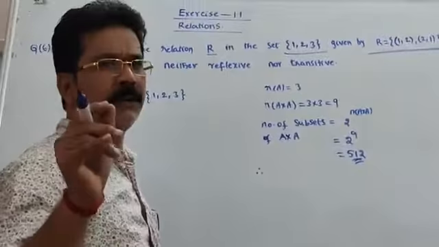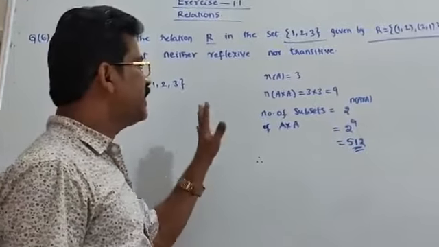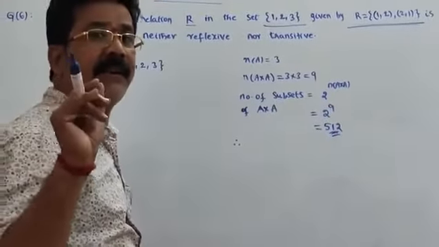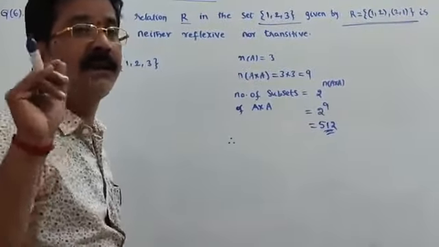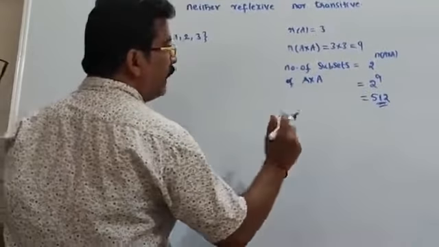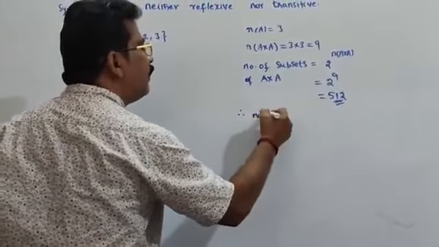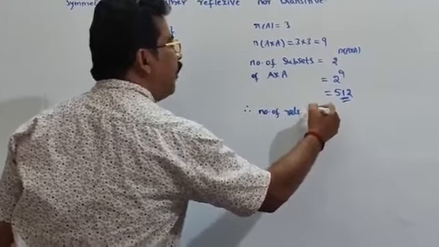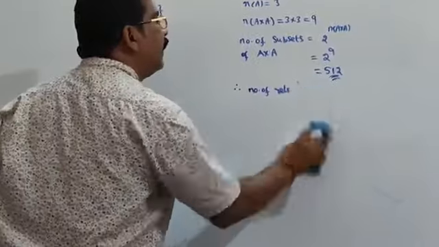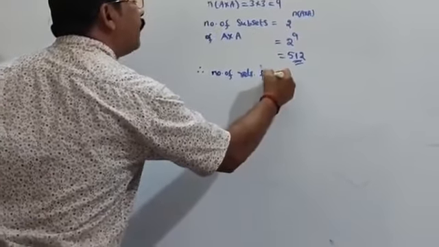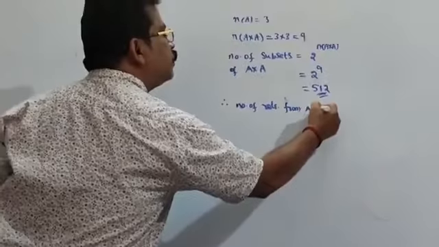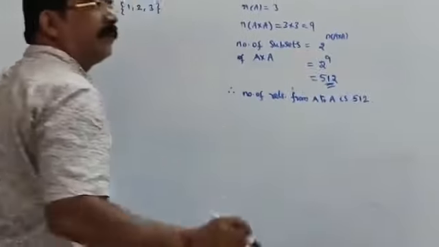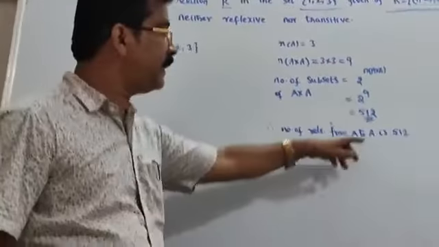So already we know the definition of a relation. Relation means what? Each and every subset is one relation. So therefore, the number of relations from capital A to capital A will be 512.